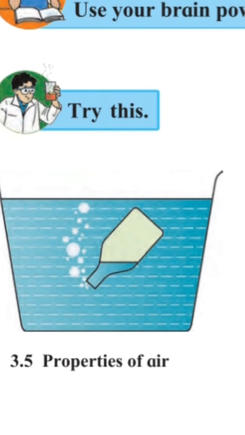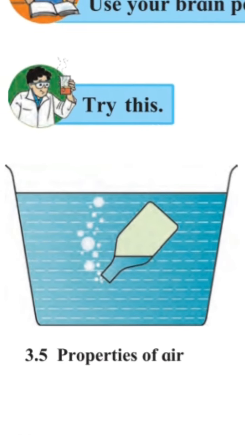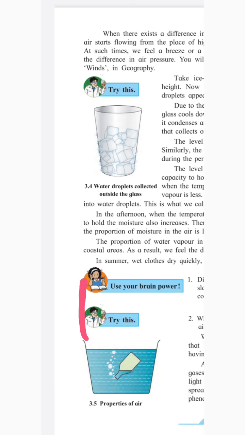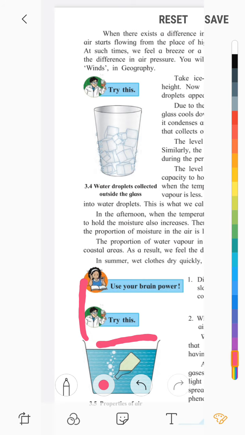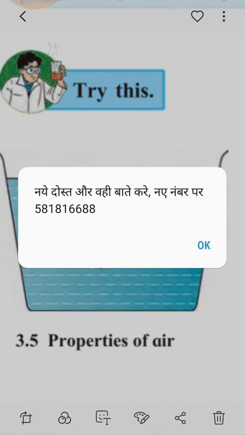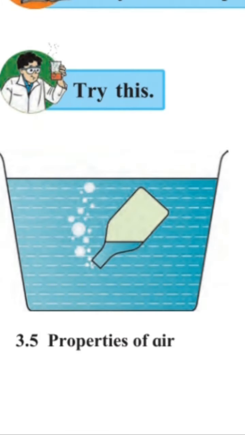We can see when we put the bottle into the water, the air bubbles coming out. Now, when rays of light fall on these minute particles, the particles spread the light in all directions. This natural phenomenon is called scattering of light. Thank you.